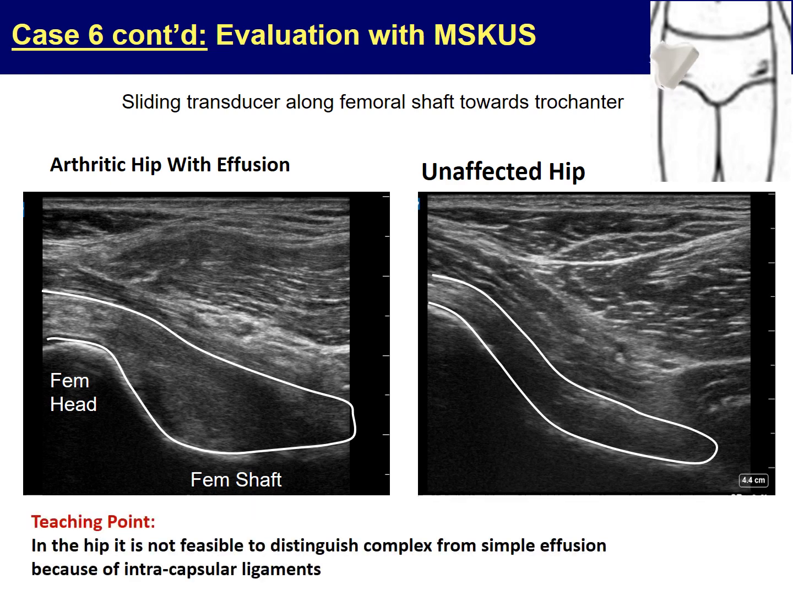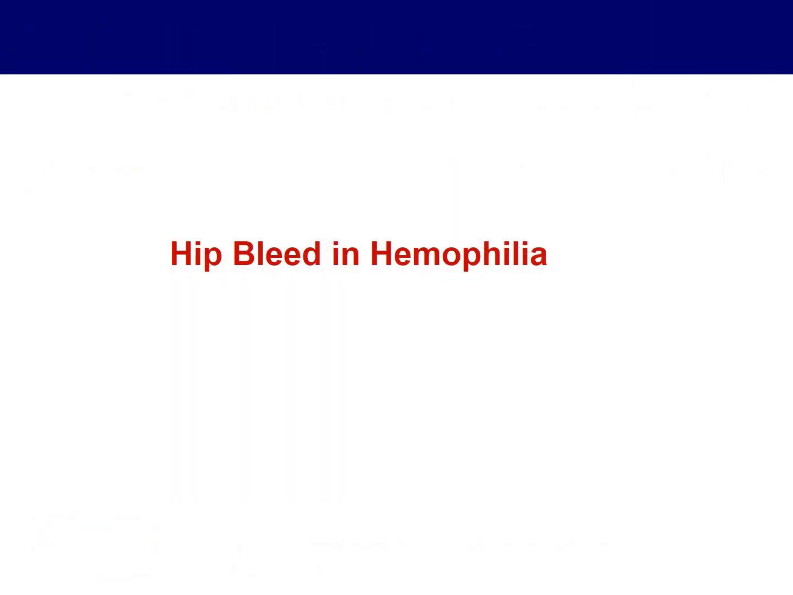An important teaching point to make here is that in the hip, it is not feasible to distinguish complex from simple effusions because of intracapsular ligaments that will always add complexity to the image. Now that we have learned what hip effusions look like, we will proceed to 2 examples showing hip bleeds in hemophilia patients.